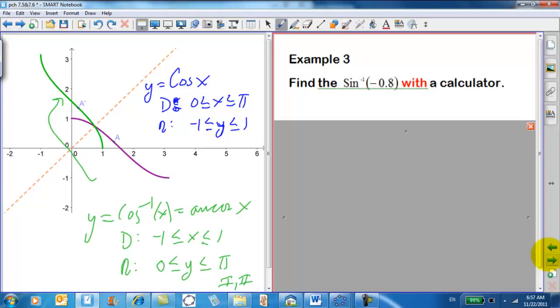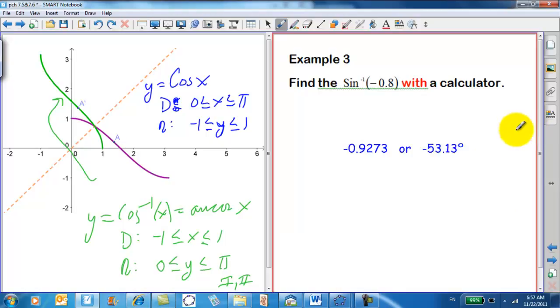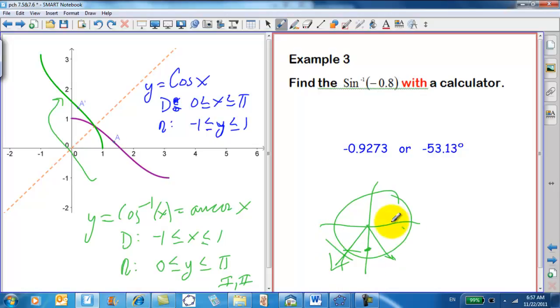Okay, so let's try some of these. First, try and find the inverse sine of negative 0.8 with a calculator. Did you try it? Good. You should have gotten this in radians or negative 53.13 degrees. If we look at a circle, when do we get a y coordinate of negative 0.8? So that's going to be down here or here. But we picked the one that's in quadrant 4. For the inverse sine of negative 0.8, you're only supposed to get one answer, and that's this negative 53.13 degree answer.